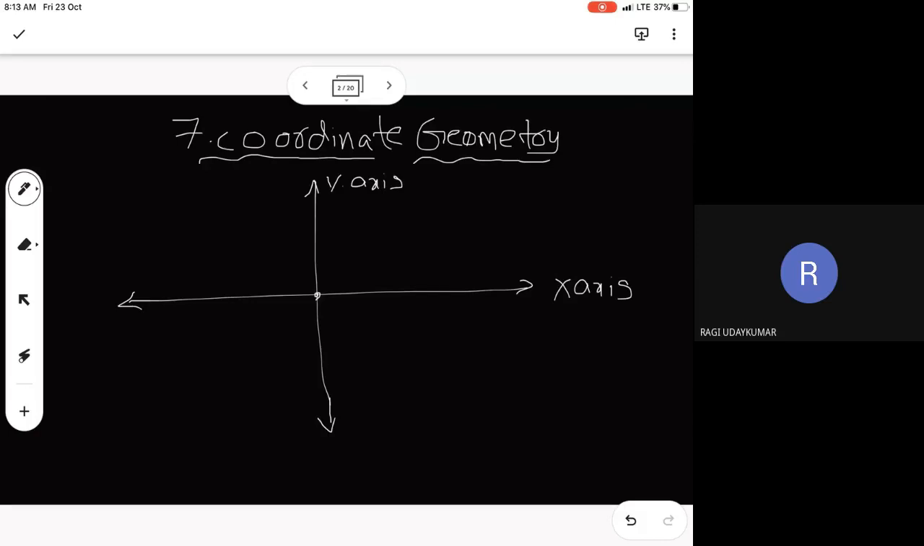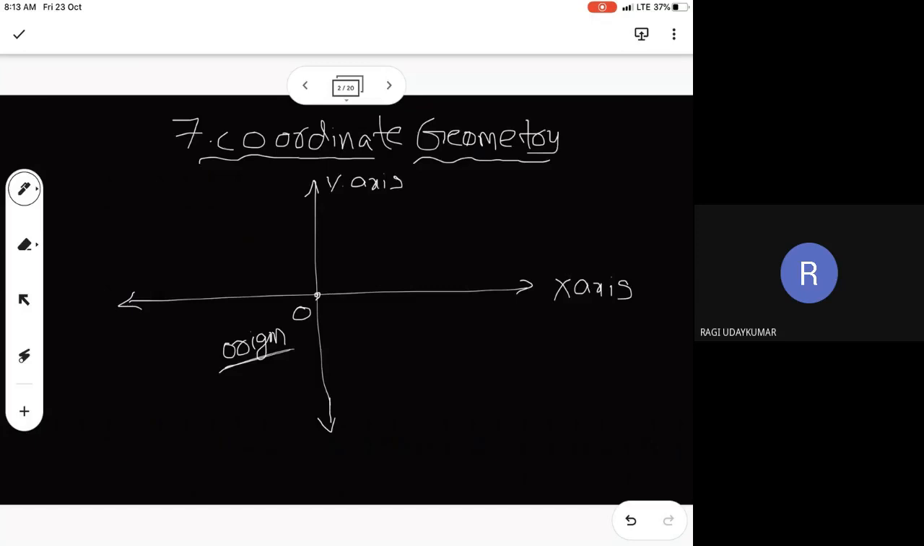Do you know? What do we call? It is called as anyone? Origin. Yes, it is called as origin. This point. So every point in this plane will be represented by the ordered pair. We call it as a ordered pair.